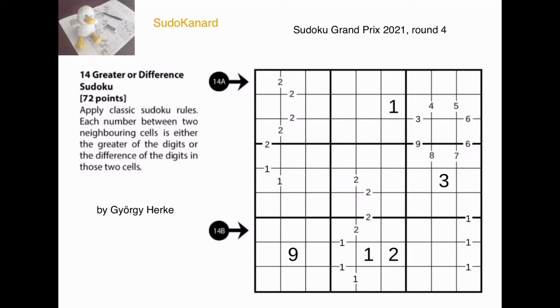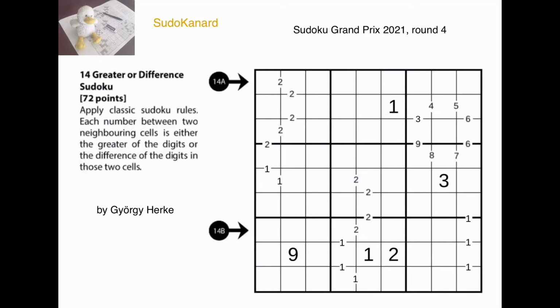Whenever you have a digit between two cells, it means that this digit is either the greater of the digits or the difference of those digits. So these two could mean, for example, that you have 1 here and 2 there, because then 2 would be the greater of those digits, or it could be 4 and 6, for example. Well, this wouldn't work actually, because we would need 8 here and 10 here, which is not allowed in Sudoku with the standard rules, I mean.